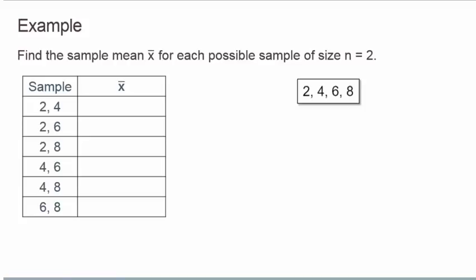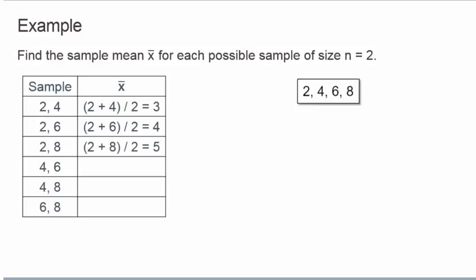For our first sample, 2 and 4, we have two data points, so we want to add 2 and 4, which is 6, divided by 2 gives us 3. For our sample 2, 6, we have two data points. 2 plus 6 is 8, divided by 2 equals 4. 2 and 8, we again have two data points. 2 plus 8 is 10, divided by 2 equals 5.